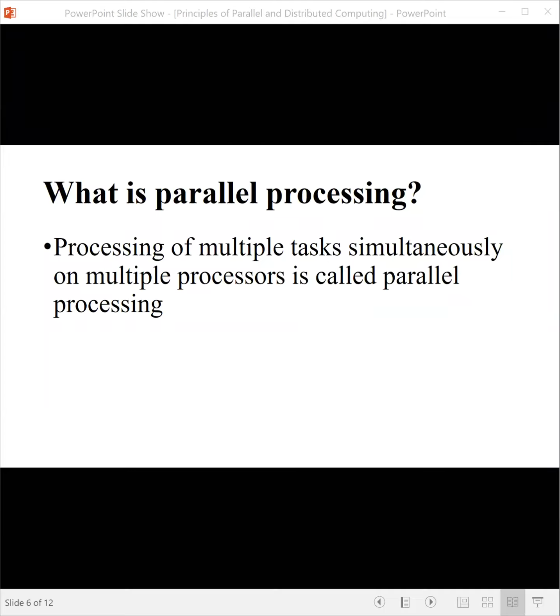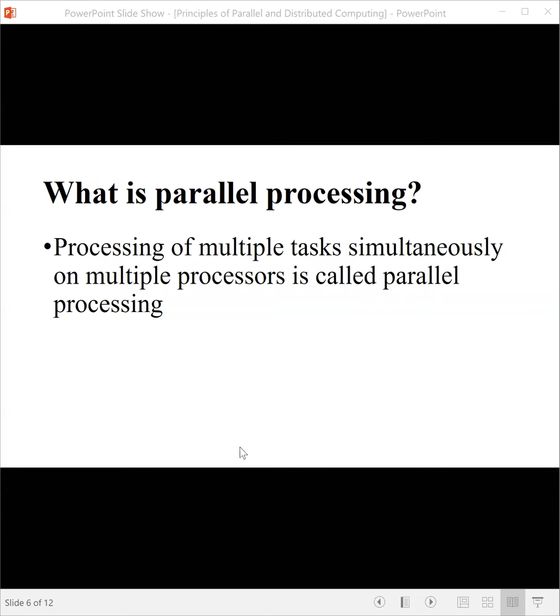Someone read the slide, it will be better. So just read. What is given in the slide? So anyone? Processing of multiple tasks simultaneously on the multiple. Okay, can you hear me? Excuse me. So wait a minute. Hello. Can everyone hear me? Yes, sir. Yes, sir. Okay.